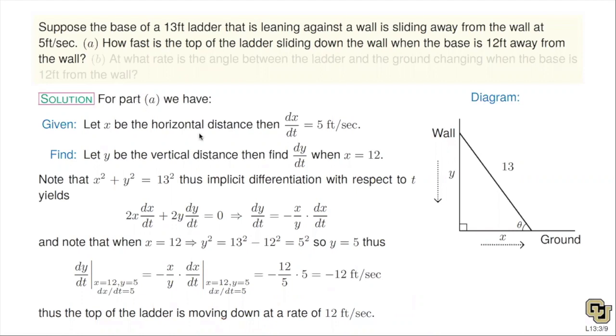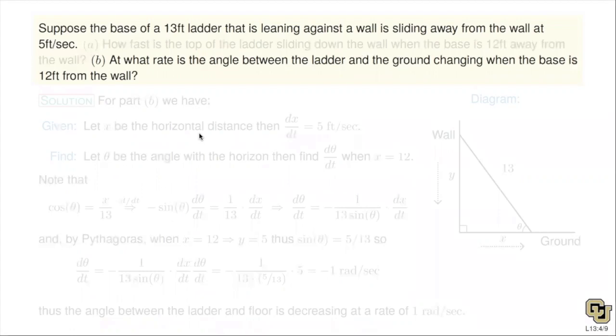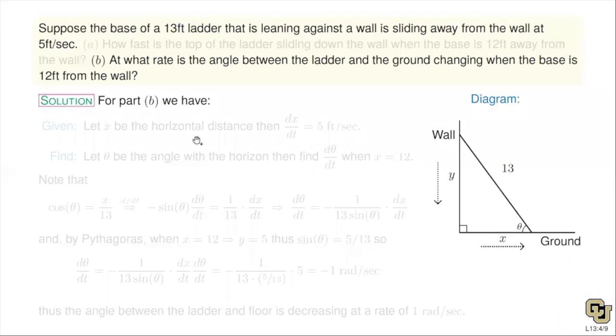So there's a second part to this question, and it asks, at what rate is the angle between the ladder and the ground changing when the base is 12 feet? So again here, if you look at the picture, it's referring to this angle here between the ground and the ladder. And as you can imagine, as the ladder is sliding down, that angle changes, right? That angle is going to get small. Eventually the angle should be 0, right? When the ladder completely falls down flat.